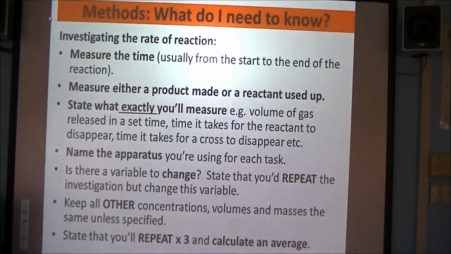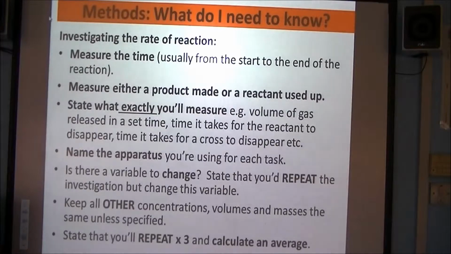I keep using the word measure. Remember it. Use that word. That's on our mark schemes as examiners. That's the word we're looking out for. So if it was an experiment that produced a gas, then obviously you could measure the volume of gas that is released in a set amount of time.